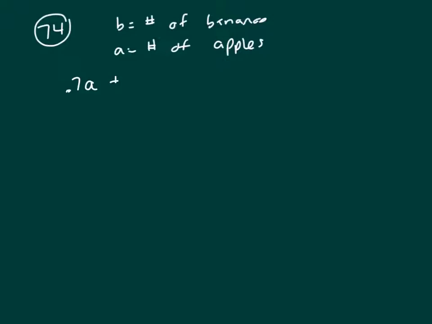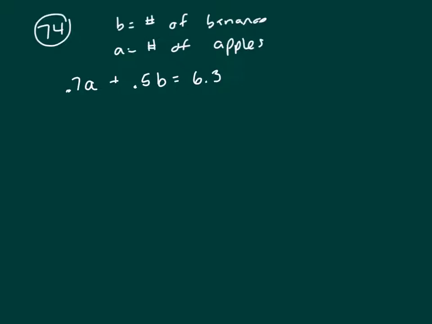Bananas are 50 cents each, so 0.5 times B. And that has to give me a total of however much he spent, which was $6.30. I'm leaving those zeros off in the hundredths place. And you might think, well, how in the world can I solve this when I only have one equation, and this one equation has got two variables?